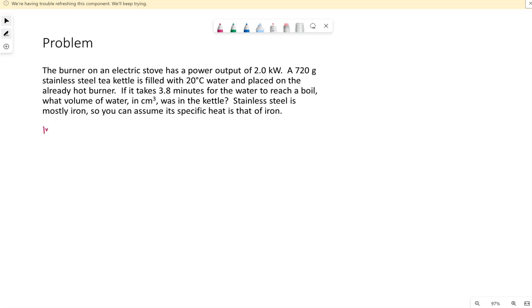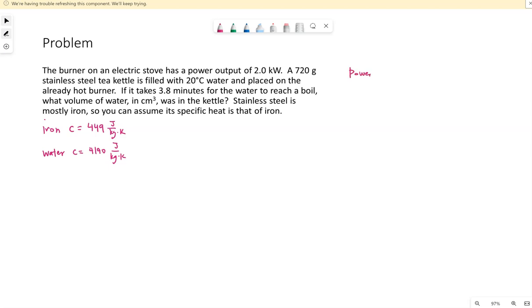So I looked that up in the test notes. C of iron on our table in the test notes is 449 joules per kilogram Kelvin. We have water in this kettle, so I looked that up as well. That's 4190 joules per kilogram Kelvin. All right, so two things happening here.